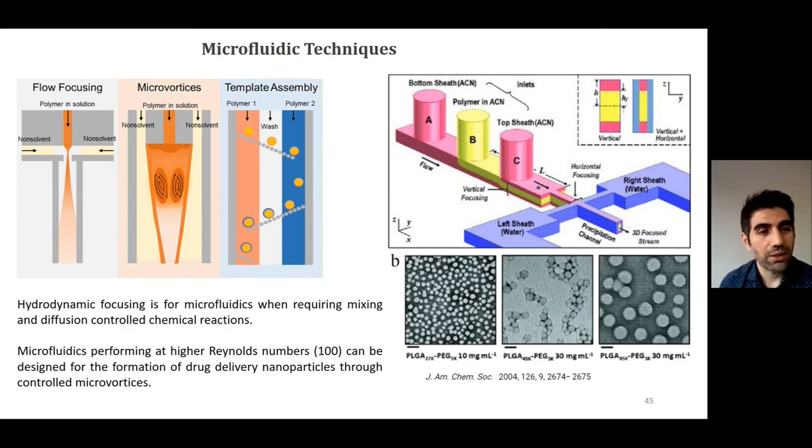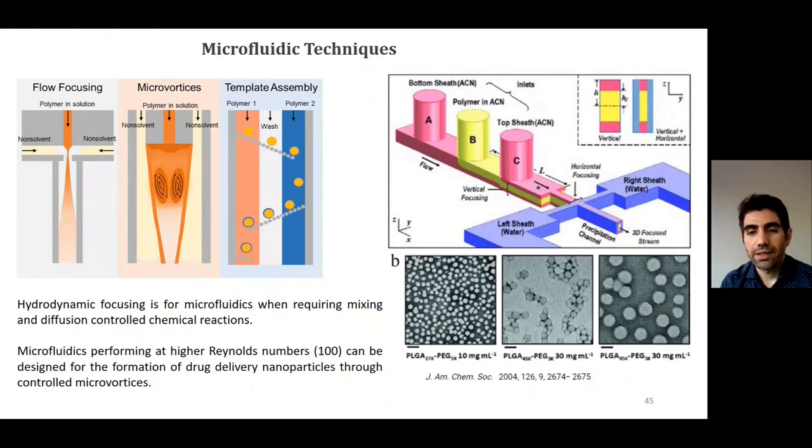Okay, in flow focusing method, we have three flows with different velocities, with different speeds, I mean. And when diffusion is governing your process, you use this focusing method. Here on the right, you can see an example of flow focusing. We have three inputs for flow of different materials, okay, A, B, C.